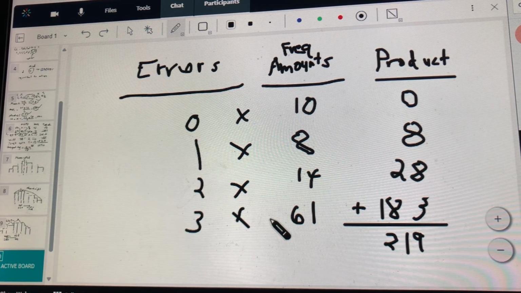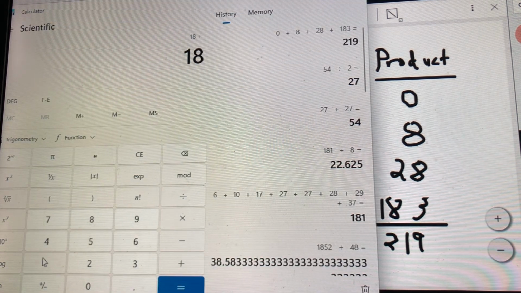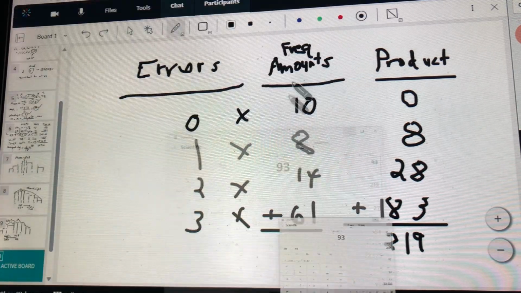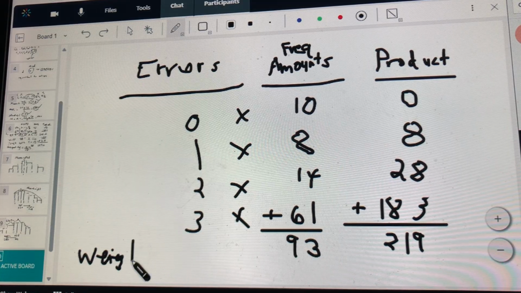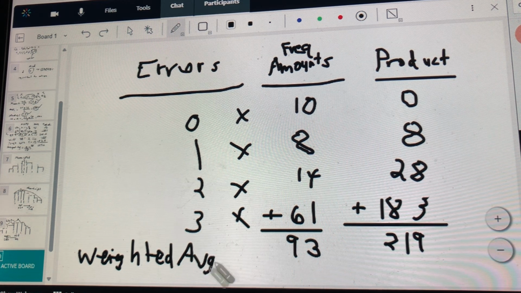You usually add the frequency, which is how many people there are. So 10 plus 8 is 18. 18 plus 14 plus 61. There are 93 people here. In fact, I remember the problem even said that there were 93 records looked at. So you always add up one of the other 2 columns, and usually it's the one about the number of people. So this is called a weighted average, weighted because some categories weigh more than others based on how many times they happen. There's a lot more times they're making 3 errors than 1 error. So that one's going to weigh more into the average.